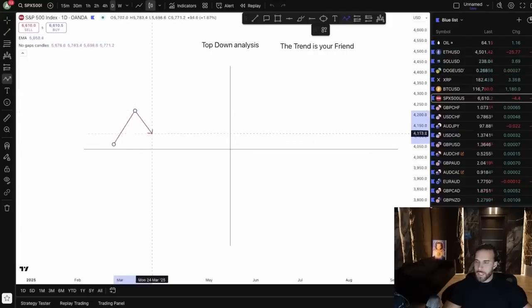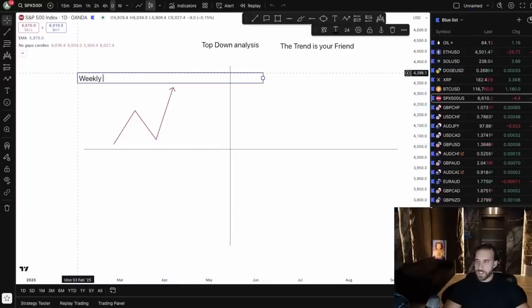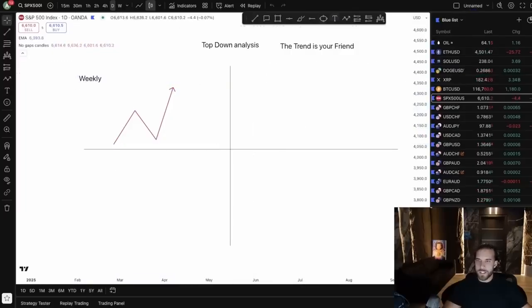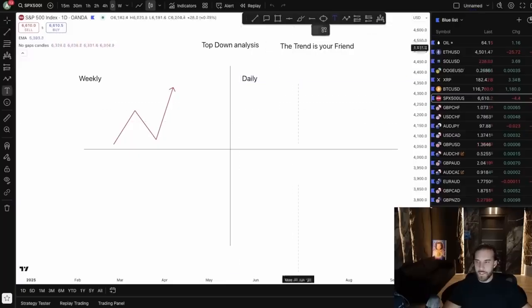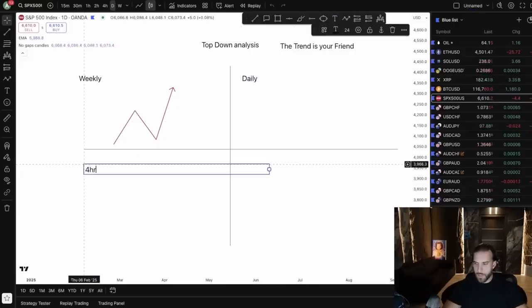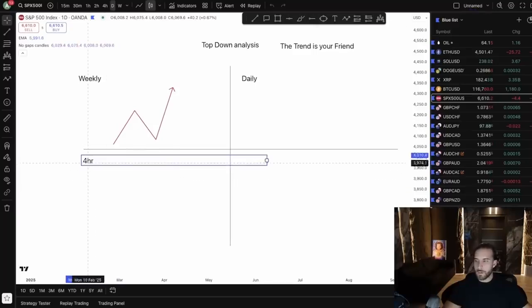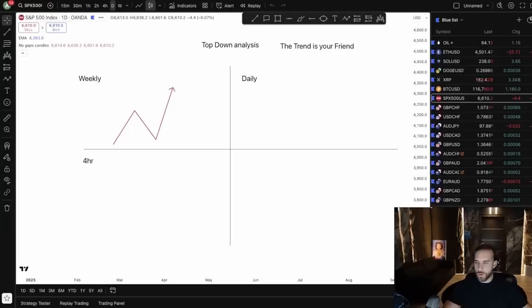You have a weekly move that's going to be like this. So this box over here that we're going to have at our left section, this is going to be the weekly. Then inside of this box, we're going to have the daily. And then in this box, we're going to have the 4 hour. And in just a second, I'm going to be breaking down what every single time frame is used for and how you're going to use it, right?